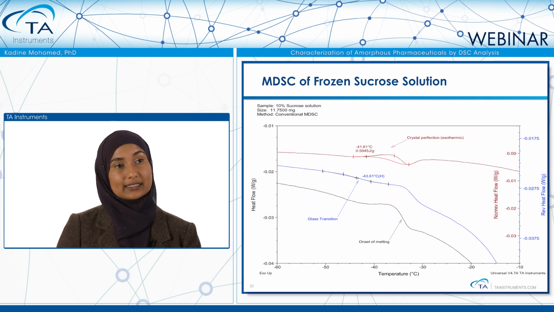And then what's separated out of the total heat flow would be observed in a non-reversing heat flow, the red line, where we see a slight exothermic peak associated with crystal perfection.